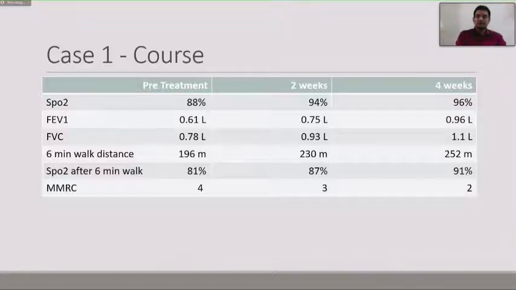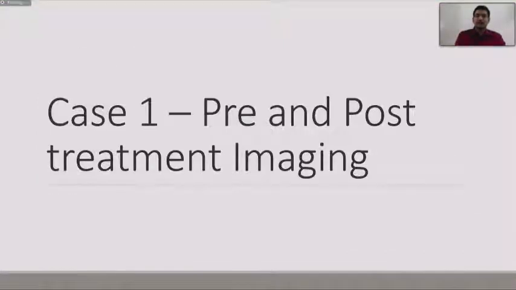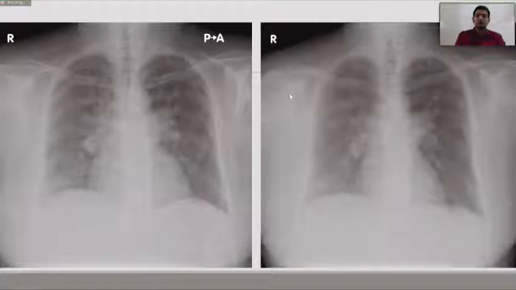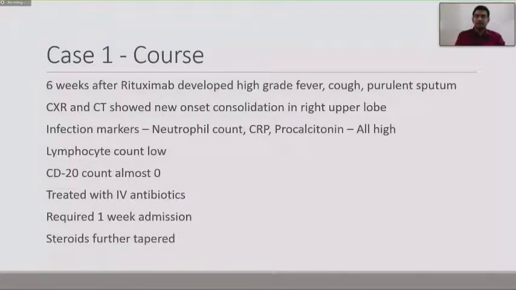And she did show encouraging signs of improvement pre and post treatment. There was a relatively rapid improvement in her oxygen saturation, FEV1, FVC, the 6-minute walk distance, and her MMRC dyspnea also decreased. Symptomatically, she started feeling much better. She was discharged in about 5-6 days, and she required home oxygen for a few weeks. And we got an X-ray done about 4 weeks later, and there was some improvement. As you can see, there is some reduction in the reticulonodular opacities. However, given the degree of fibrosis in the CT, we did not expect much improvement radiologically.